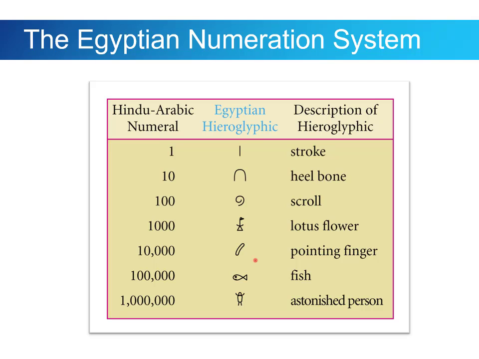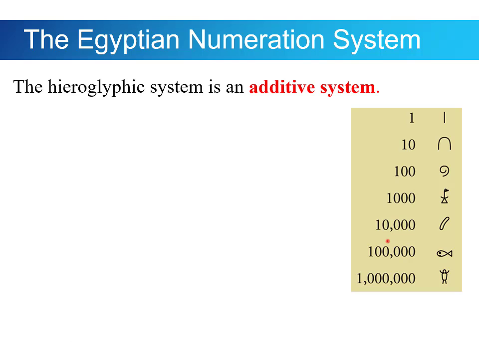So, Egyptian. The Egyptians used hieroglyphics, and so they had pictures to represent the different quantities. So they just drew a single stroke to represent 1, and a heel bone to represent 10. A scroll was 100, a lotus flower for 1,000, a pointing finger for 10,000. The fish was 100,000, and the astonished person was 1,000,000. I always like this astonished person. He can't believe, oh my goodness, it's 1,000,000. All right, so he's astonished. Such a big number. So different pictures for the different powers of 10.